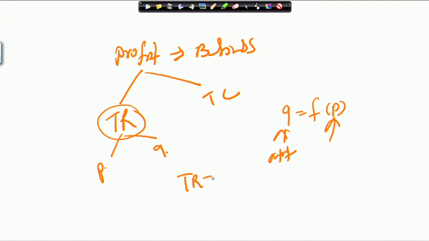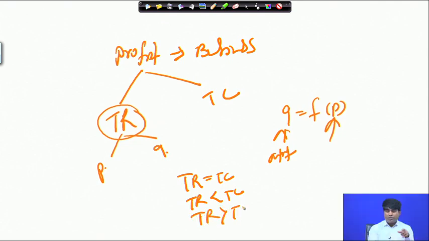So, TR equal to TC, TR less than TC, and TR greater than TC. This is called break even, this is called a loss situation, and this is called a profit situation. Now you have to go for some kind of management decision. When you are here, total revenue is less than total cost.